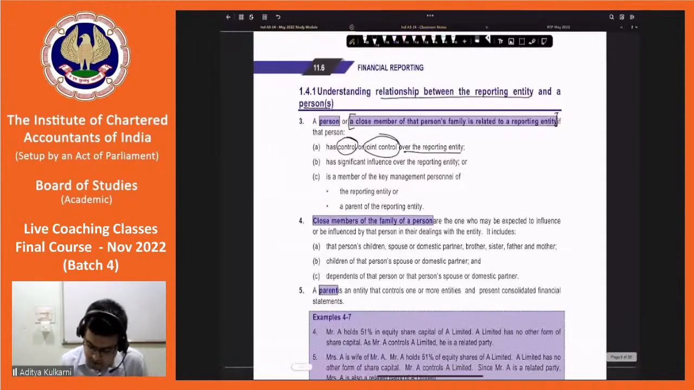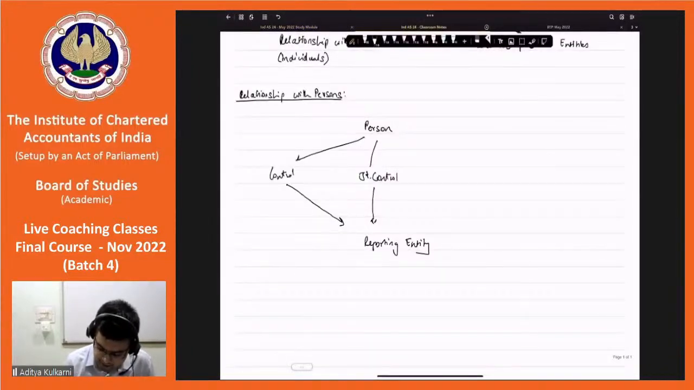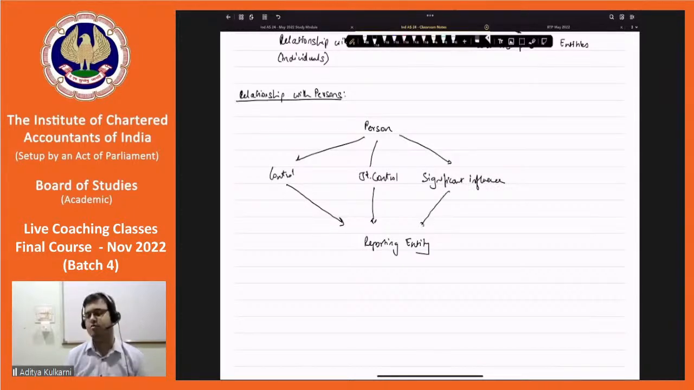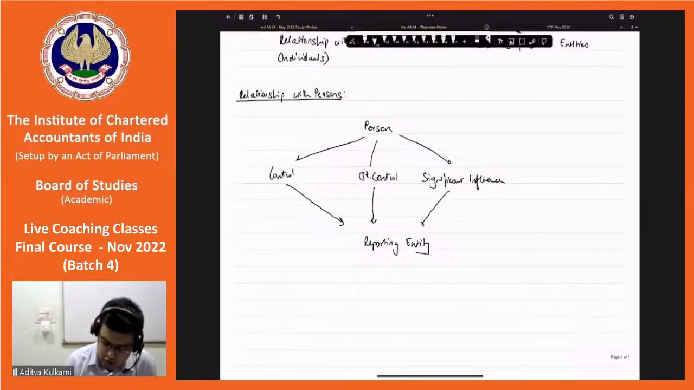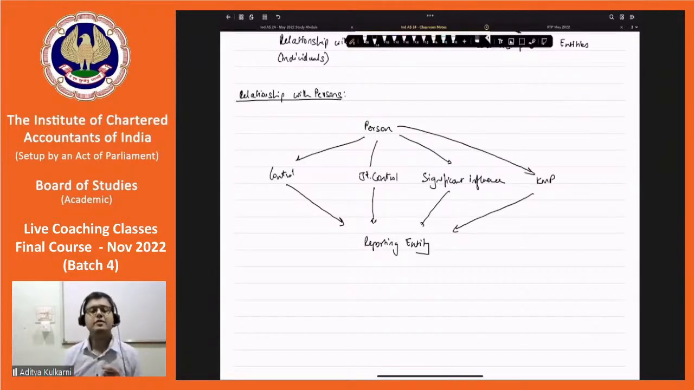The next one is has significant influence over the reporting entity. So it's not necessary to have only control or joint control. You could also have a significant influence over the reporting entity. Or is a member of the key management personnel. Okay. So he is a KMP, key managerial personnel of the reporting entity. Okay. And we shall stop here to understand what each of these items specifically mean.